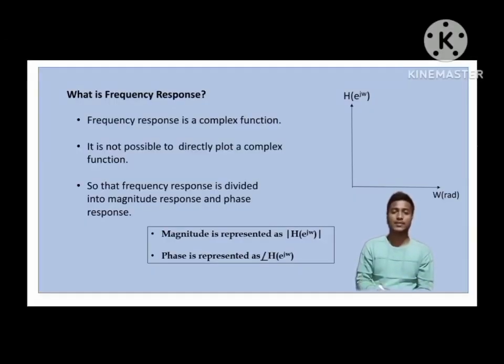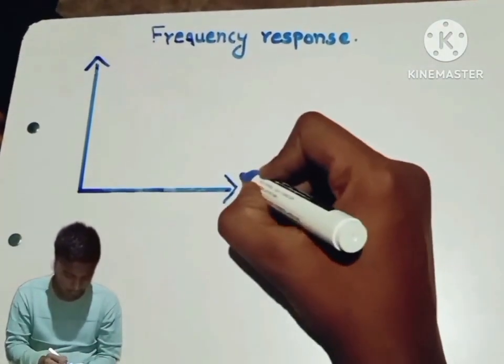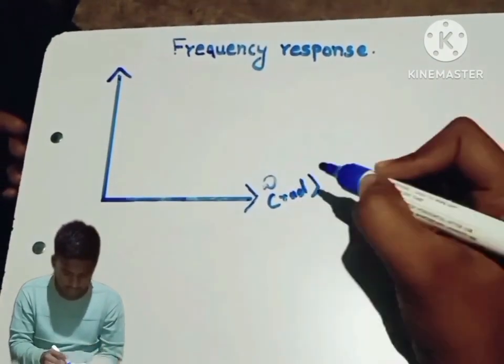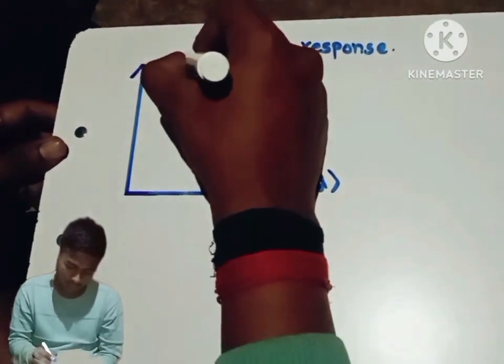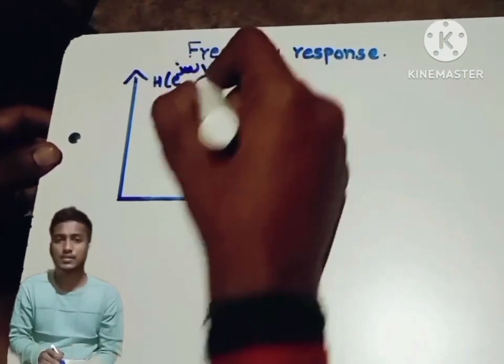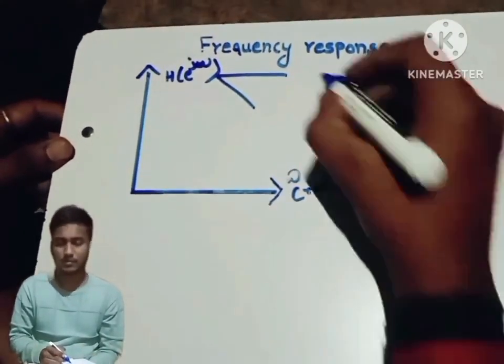Firstly, let us understand what is frequency response. Frequency response of a system is a complex function which is plotted with respect to various values of omega. Here, a graph whose x-axis is omega in radians and the y-axis is a complex quantity, that is H of e raised to j omega. Because it is complex, we cannot directly plot a complex number.